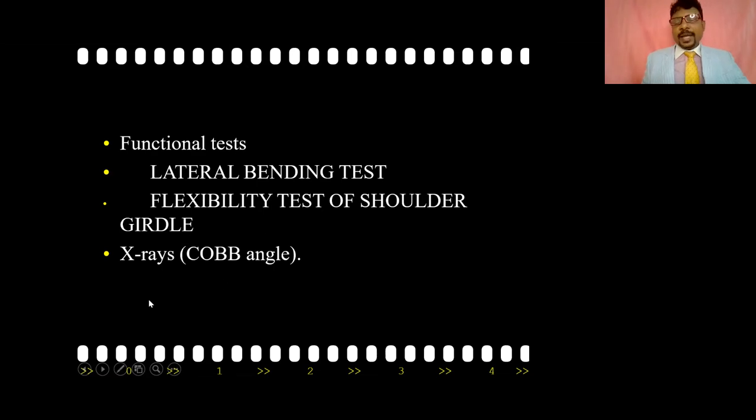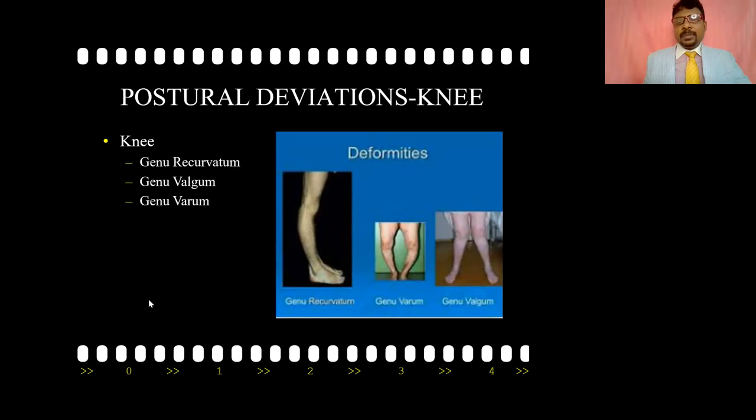For the Cobb angle, we can do the X-ray. In the X-ray, we can find the abnormality, where the curvature starts. And also other deformities in the knee, we can see the knee recurvatum. This is also one postural abnormality, and genu varum, bow legs, and also genu valgum, the knock knees.